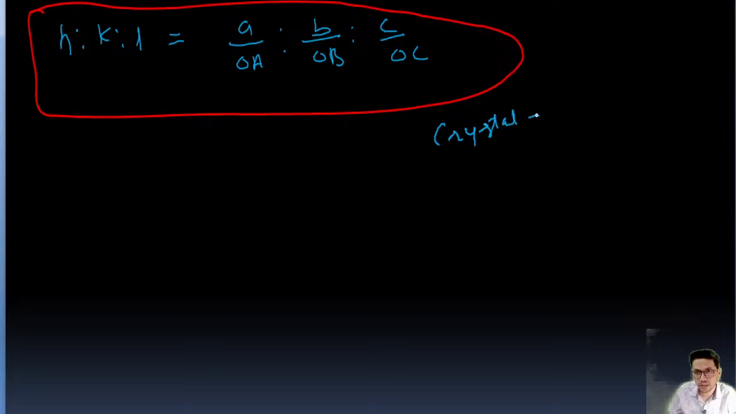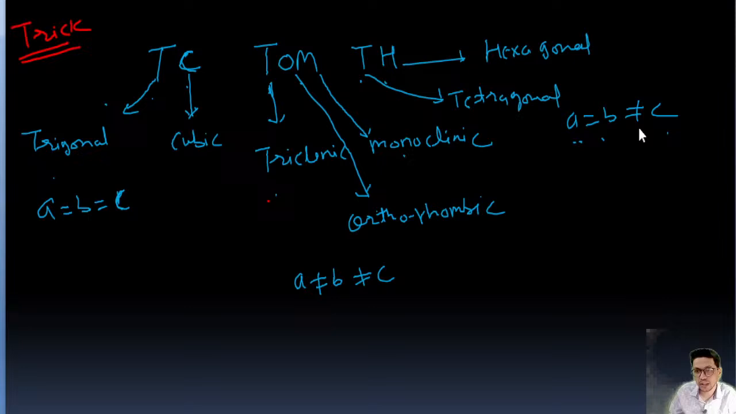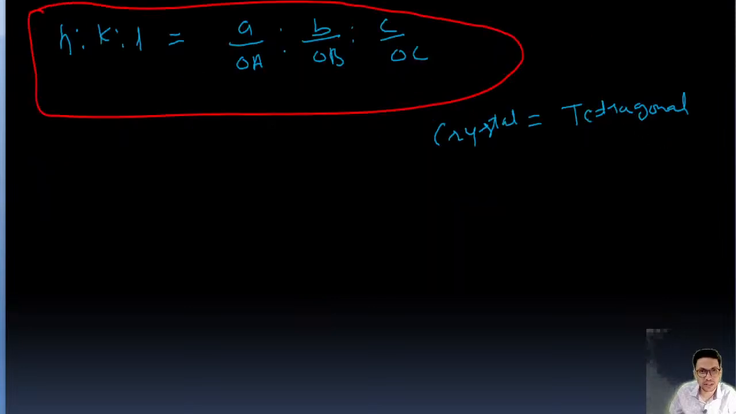The crystal is tetragonal. And in tetragonal, we know the condition, right? A equal to B, not equal to C. So in this condition, A equal to B, not equal to C, this condition we are going to use.